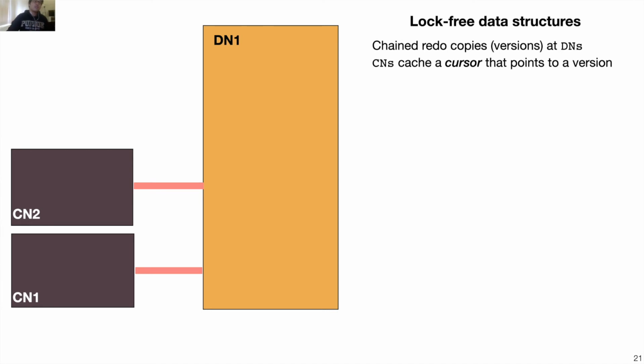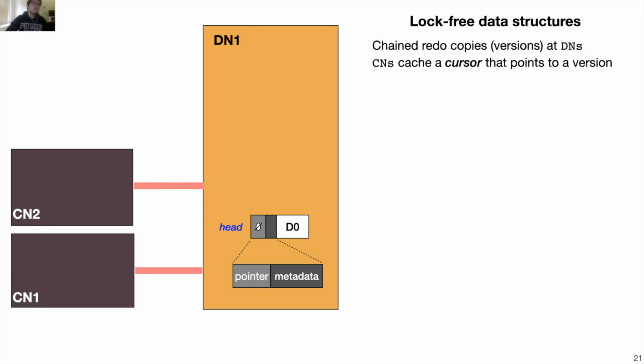Each data entry at a DN is a chain of multi-version redo copies. Each key entry is a chain. Each version within the chain has a header and actual data. The header has some metadata and a pointer pointing to the next version in the chain. If the pointer is empty, it means this version is the tail and the latest.